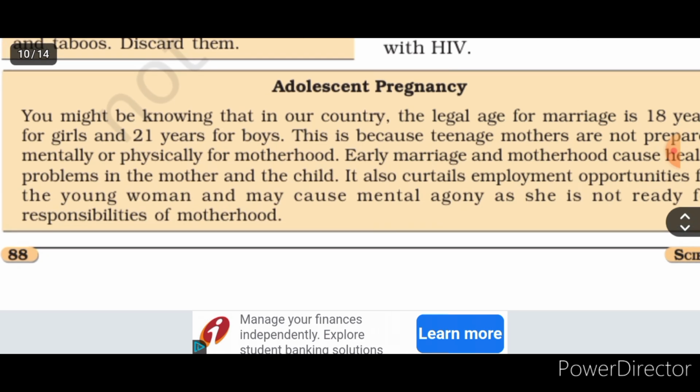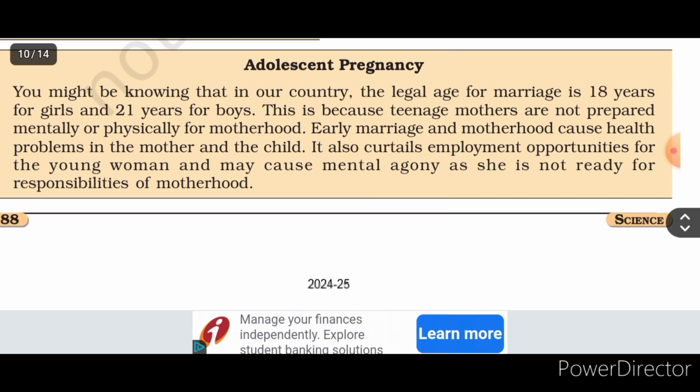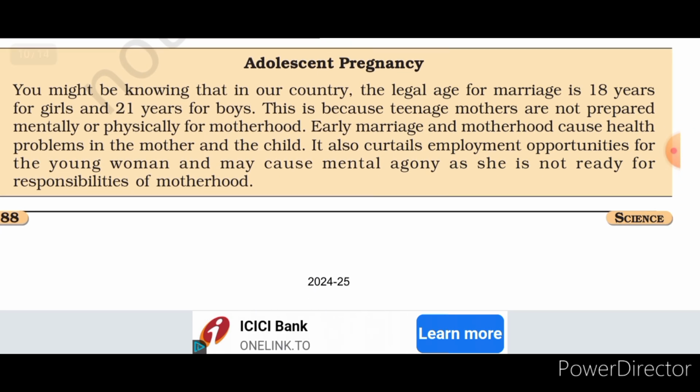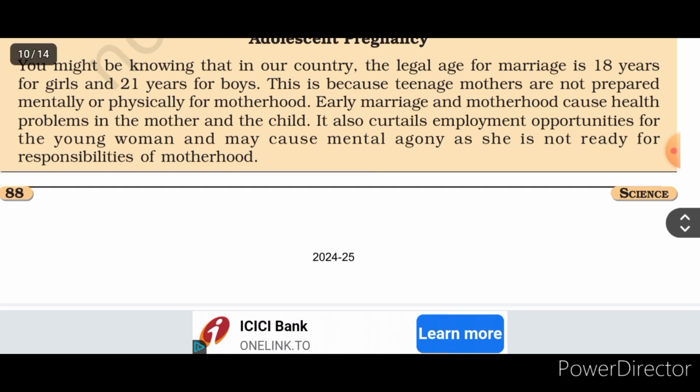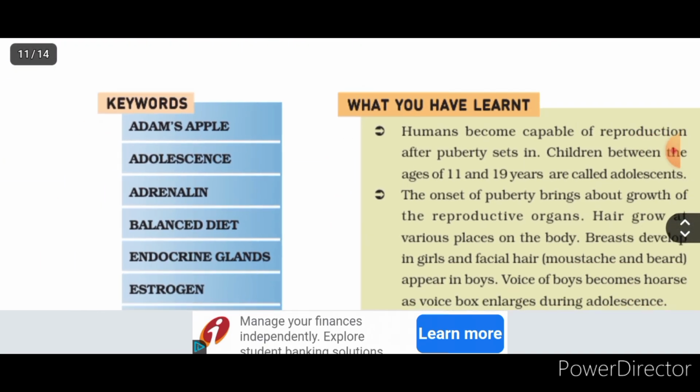Adolescent pregnancy. You might be knowing that in our country the legal age of marriage is 18 years for girls and 21 for boys. This is because teenage mothers are not prepared mentally or physically for motherhood. Early marriage and motherhood cause health problems in the mother and the child. It also curtails employment opportunities for the young women and may cause mental agony as she is not ready for the responsibilities of motherhood.